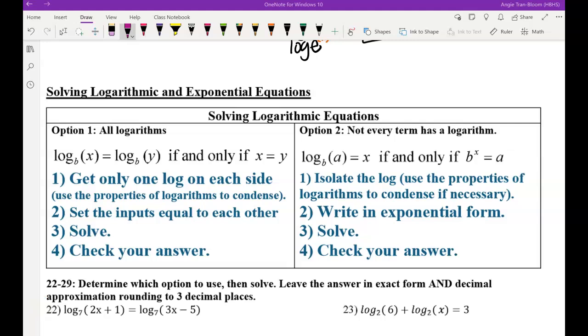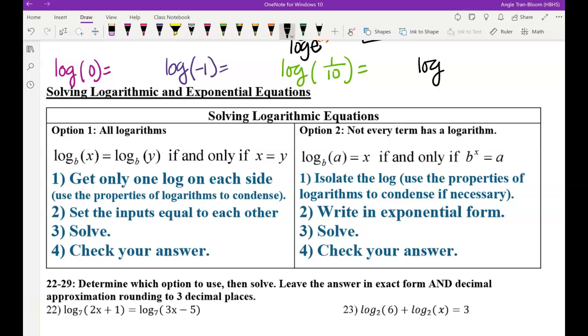All right, guys. Before we start this piece of notes, I want you to use your calculator, please, and see if you can give me the answer. Punch in log of 0. Then punch in log of -1. Then let's try log of 1 over 10. Then last one, I promise, log of 21.